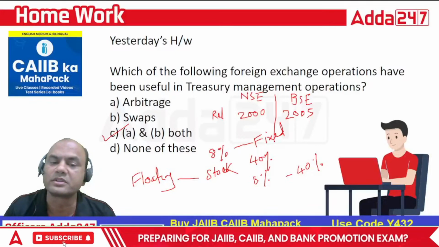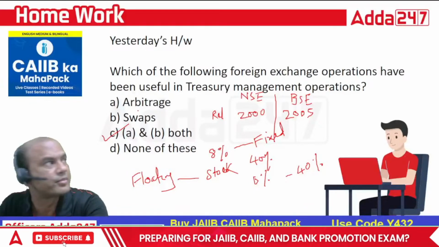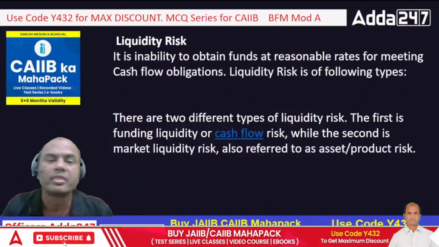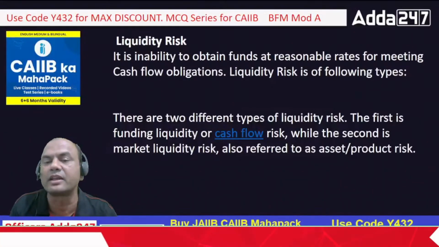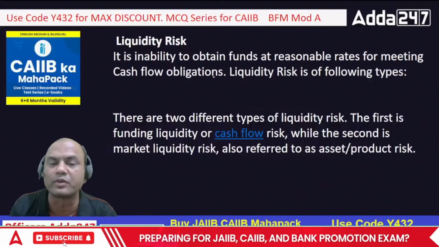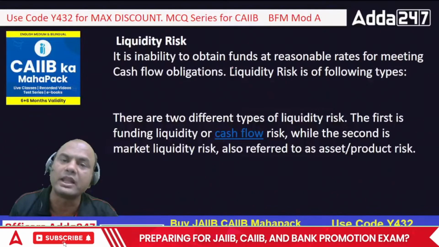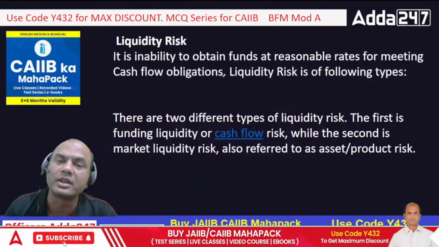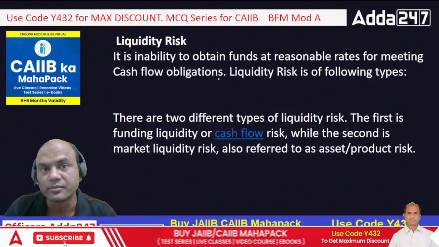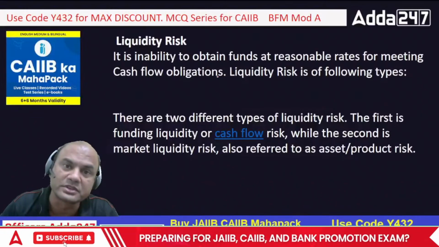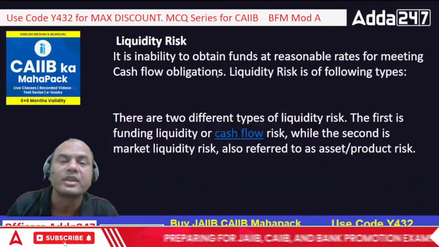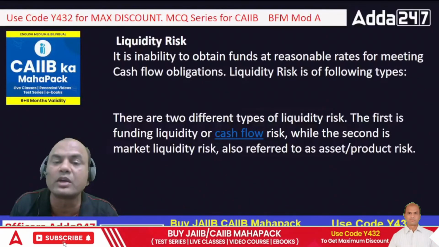Both the things are used. Okay, arbitrage and swaps. Got it? Now what is the liquidity risk? It's an inability to obtain funds at a reasonable rate for meeting the cash flow obligations. So when I want the money, if I don't have the money, then what's the use? If I don't have money to pay my EMIs on a regular basis, then what's the use? Isn't it? So that's why liquidity risk means inability to obtain the funds.